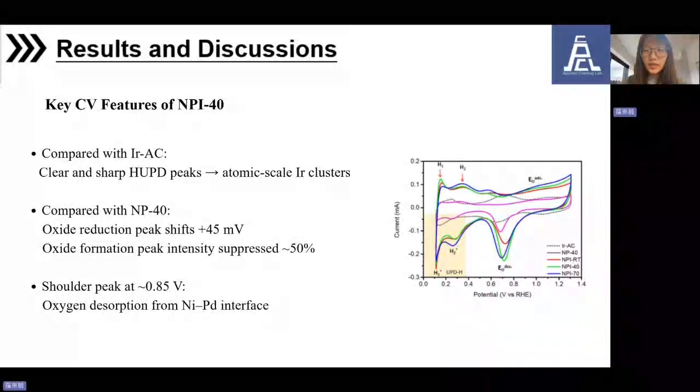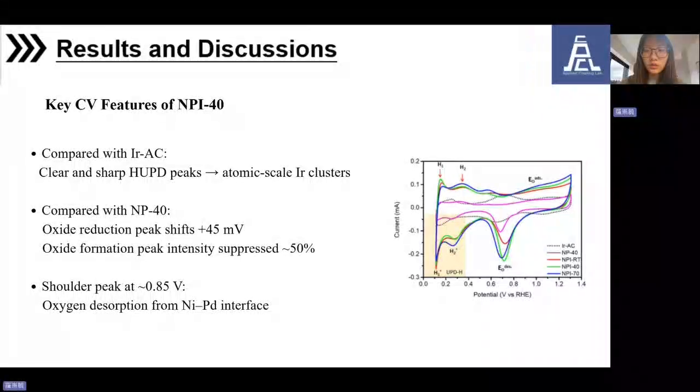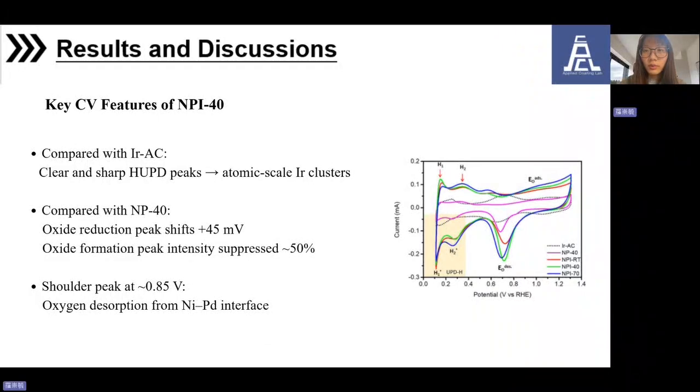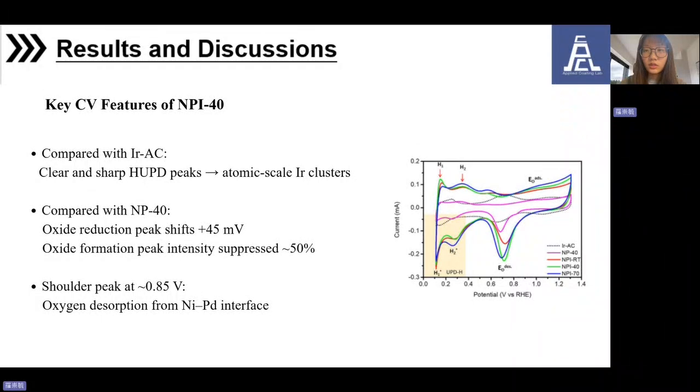Next, I will highlight the key CV features that explain why NPF40 performed the best. First, NPF40 shows sharp and well-defined HUPD peaks, which are a typical fingerprint of atomic scale iridium clusters on the surface. Compared with NP40, the oxide reduction peak of NPF40 shifts positively by about 45 millivolts, and the oxide formation peak intensity is significantly suppressed. This feature indicates a reduced energy barrier for oxygen adsorption and desorption.